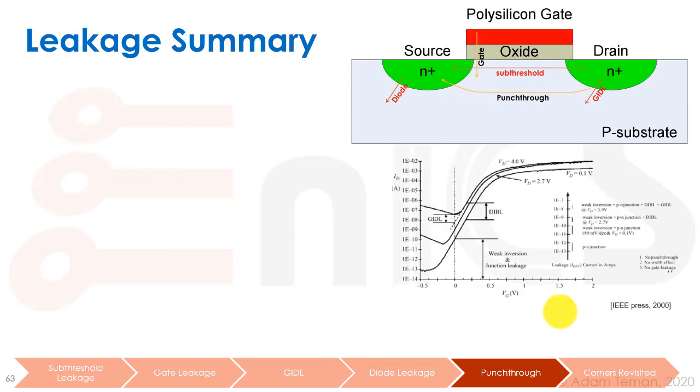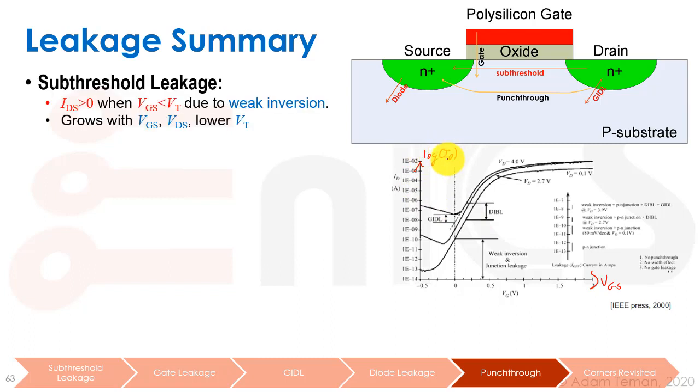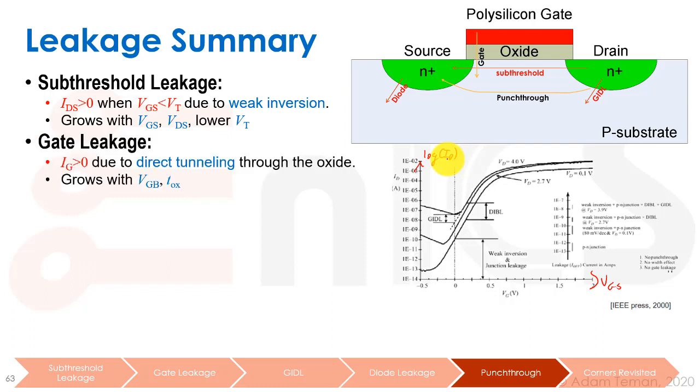So as a summary for our leakages, we have the little schematic we had from the first page over here, and here's a graph of again VGS versus log ID that kind of summarizes the different types of leakages. So subthreshold leakage: IDS is going to be larger than 0 when VGS is smaller than VT, which we wanted to be 0. And this is due to weak inversion. It grows with VGS, VDS, and lower VTs.